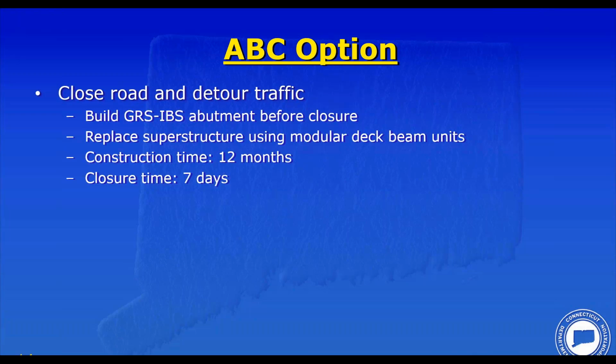So the ABC option is to close the interstate completely, detour traffic, and build the GRS-IBS bridge and then replace the superstructure with modular deck beams, as we discussed before. Construction time was estimated at 12 months, and the closure period would be 7 days to replace the superstructure. The idea would be that we would build the GRS-IBS abutment. The majority of it could be built underneath the existing bridge before we did any closures up on the interstate, and then we can limit the construction to 7 days to replace the superstructure.